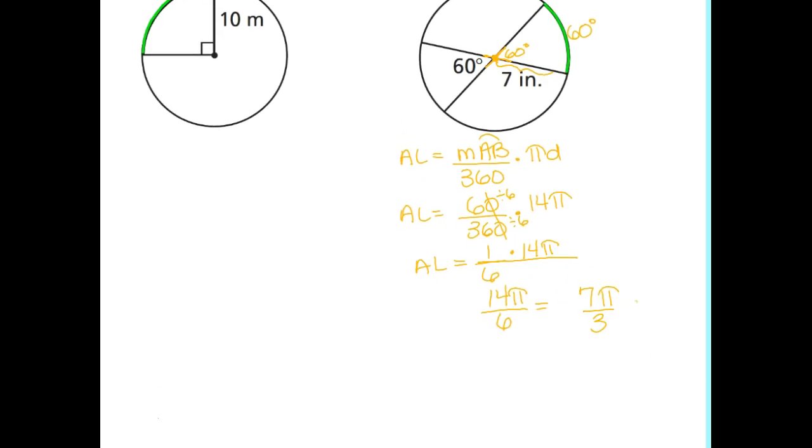And the label that we're looking at is inches. And you can just leave it in exact measurement. You don't need to put 3.14 for pi if you don't want to.